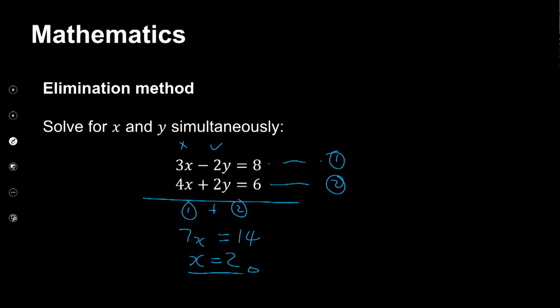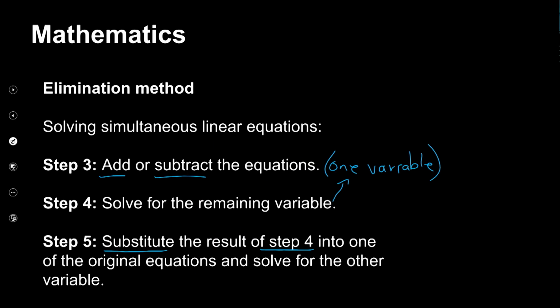Now remember my last step, right? Which is step 5. You substitute the answer, which is what I just got now. I got my x as equals to 2. You substitute that into one of the original equations. I'm going to do it with both of them so that you can see what I mean when I say into either one to then solve the other variable.